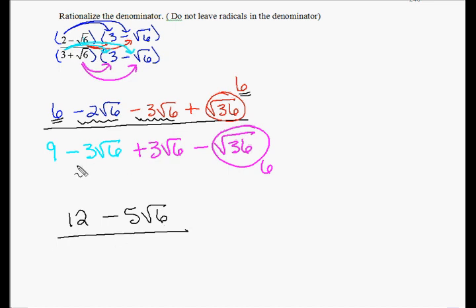In the denominator, well, the reason why we're multiplying by these conjugates is to make sure that we get rid of the radicals. And since we know the square root of 36 is 6, that radical's all gone. And these radicals, positive 3 square roots of 6 and negative 3 square roots of 6, add to 0. So we just have 9 minus 6, which is 3.